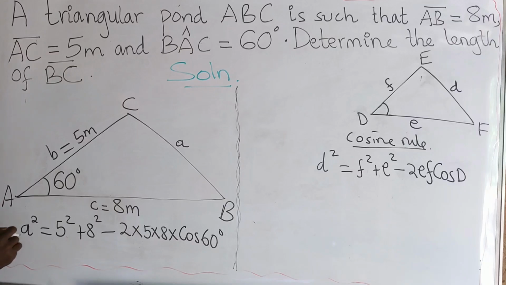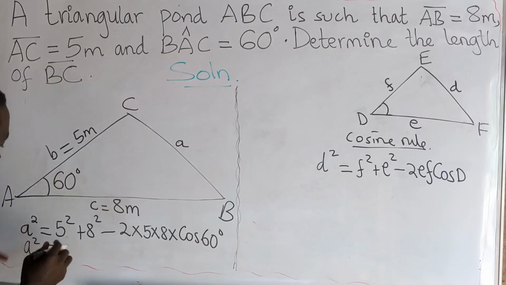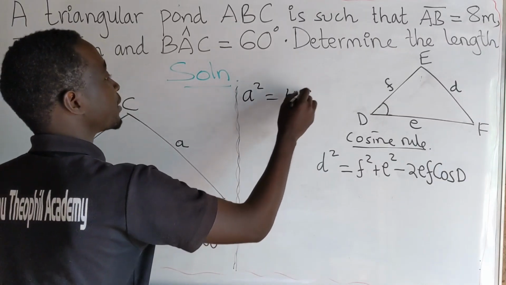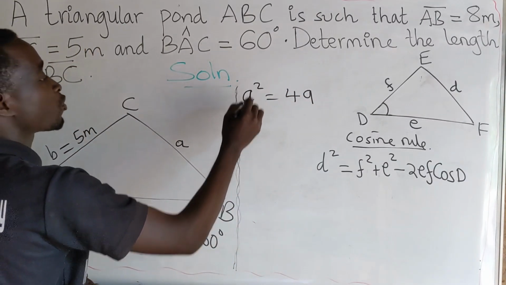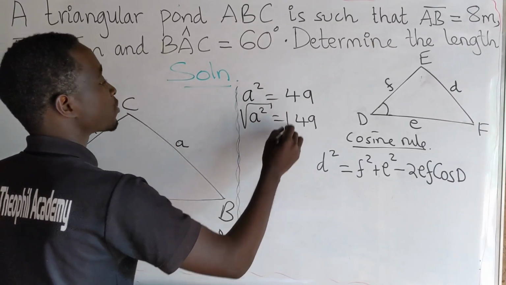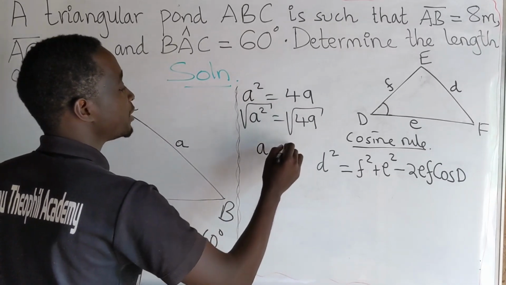Now here we may solve this. a squared will be equal to, let's compute in a calculator, 5 squared plus 8 squared minus 2 times 5 times 8 times cosine of 60. We get 49. So our a squared is equal to 49. To get this a, we apply the square root to both sides. The square root of a squared is a. The square root of 49 is 7.